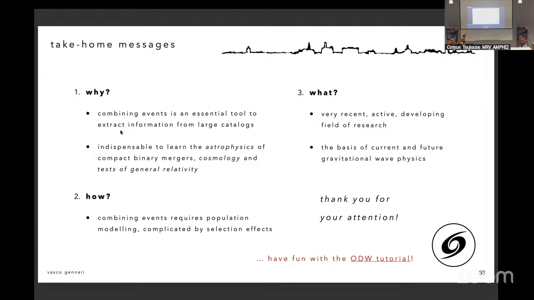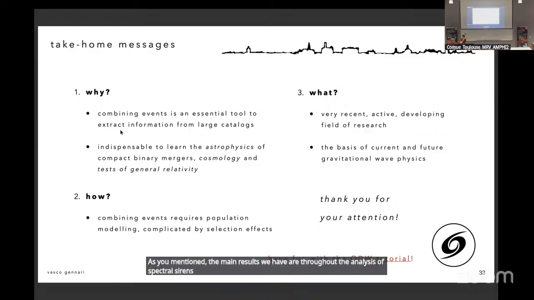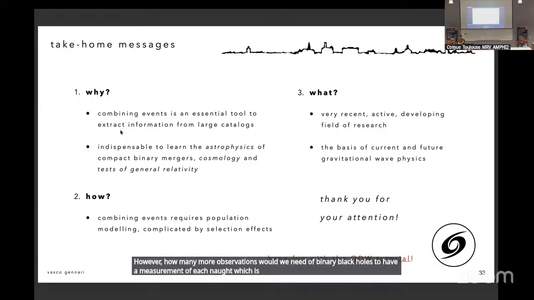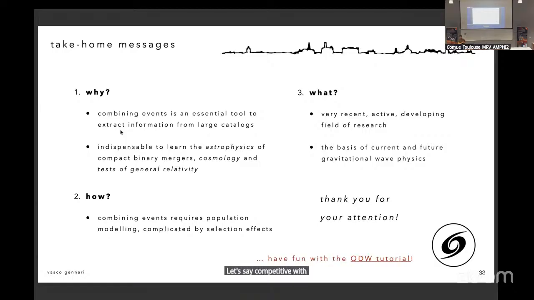Thank you for the interesting talk. My question regards cosmology through gravitational waves and the spectral siren method. As you mentioned, the main results we have are through the analysis of spectral sirens because we have more binary black hole events than binary neutron star events. However, how many more observations of binary black holes would we need to have a measurement of H0 which is competitive with the one through bright sirens? Thank you.